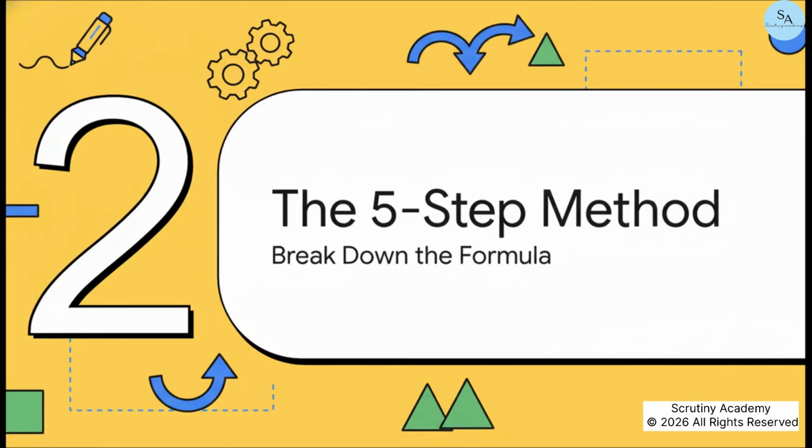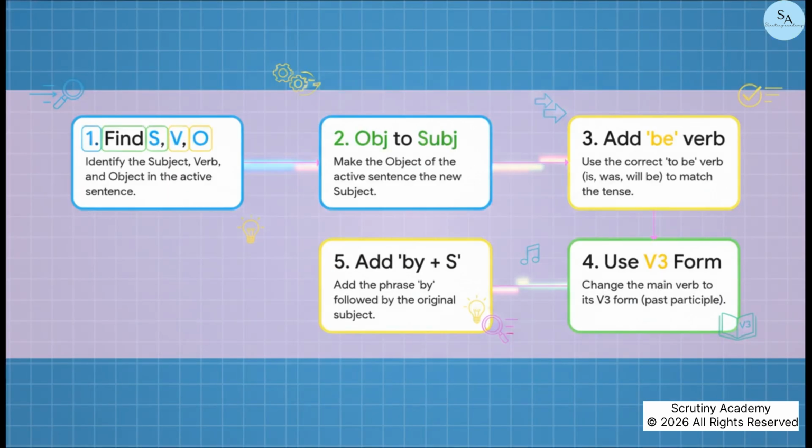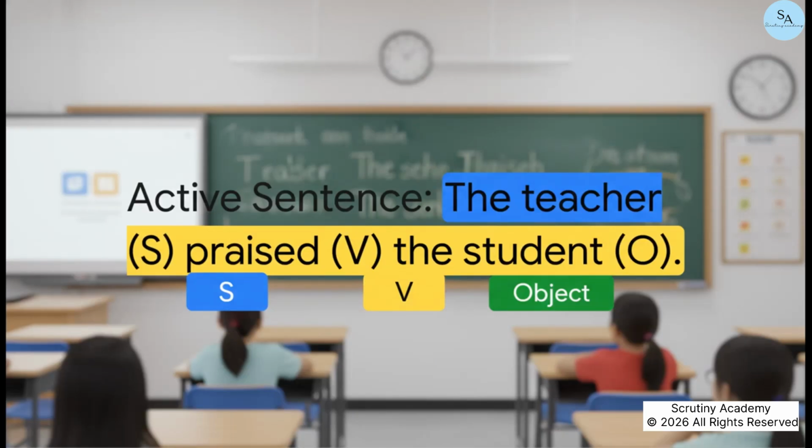So, we have our magic formula, but how do we actually use it? Well, let's break it down into 5 super simple steps that will build the perfect sentence for you every single time. Here is the foolproof process. Step 1: find your 3 key players, the subject, the verb, and the object. Step 2: take the object and move it right to the front. It's the new star. Step 3: add the correct be verb. Step 4: change your main verb to its V3 form. And finally, step 5: add the word by plus the original subject at the end. That's the whole recipe.